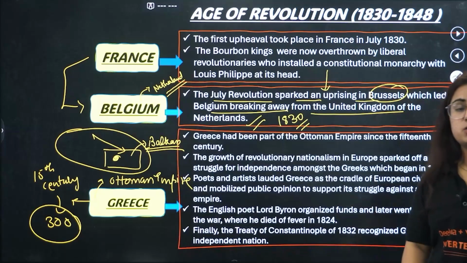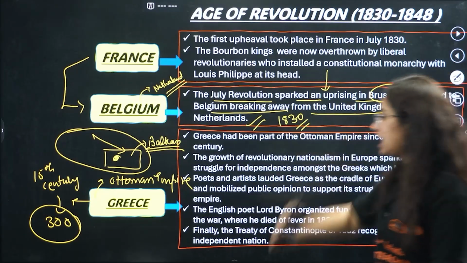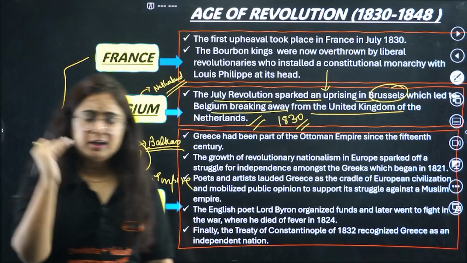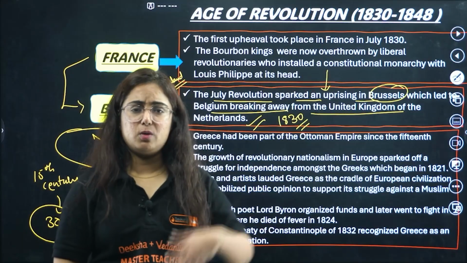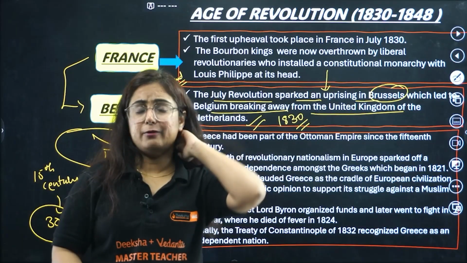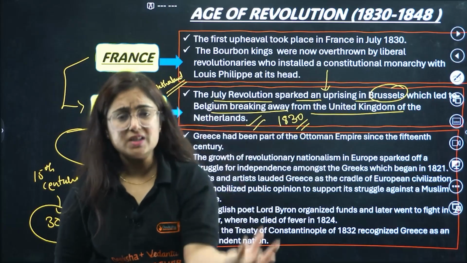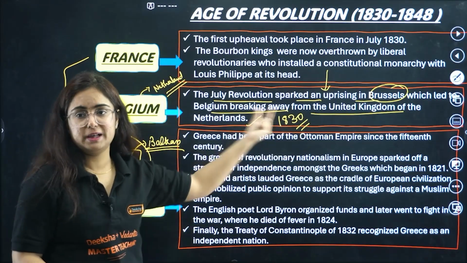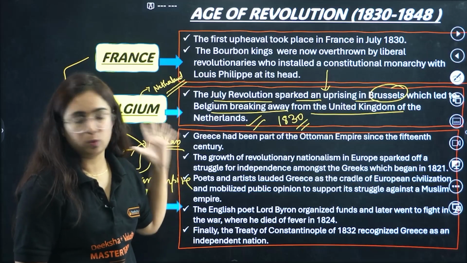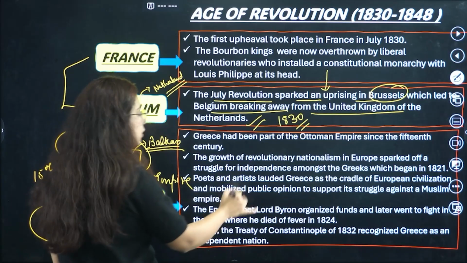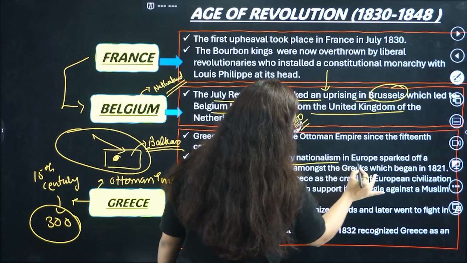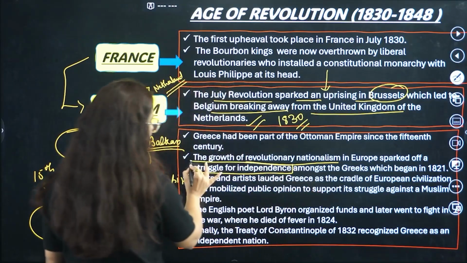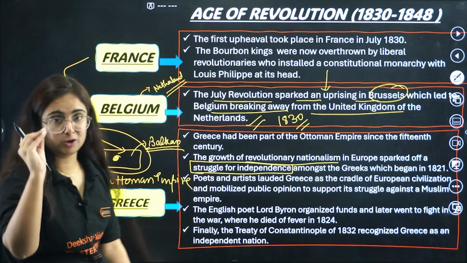The story is quite interesting, and the question comes a lot of times because there is something different over here. Everyone is fighting wars, everyone is doing revolutions. But what happened here in Greece? Greece was part of the Ottoman Empire since the 15th century, I just told you. Here the growth of revolutionary nationalism sparked a struggle for independence. They wanted, bacha, what? Independence from the Ottoman Empire.